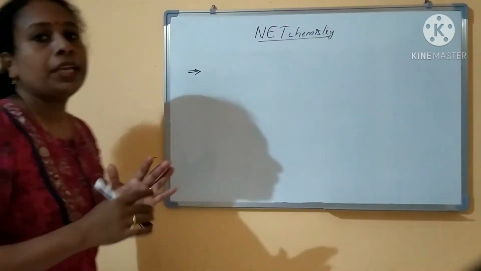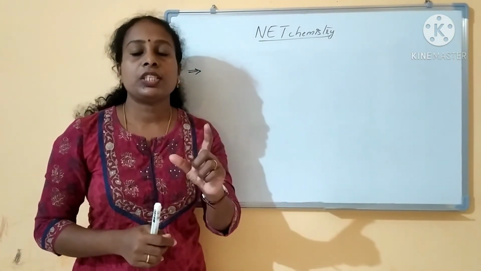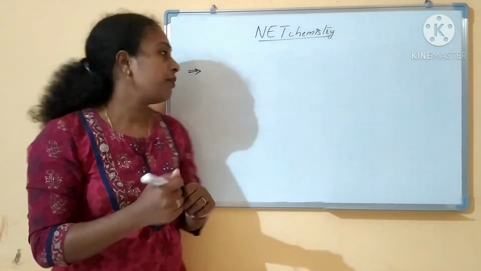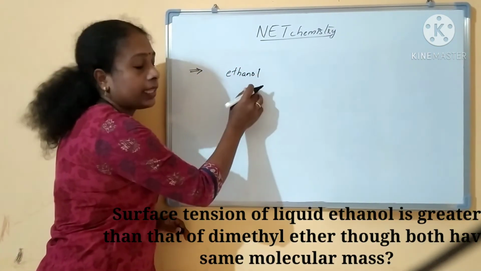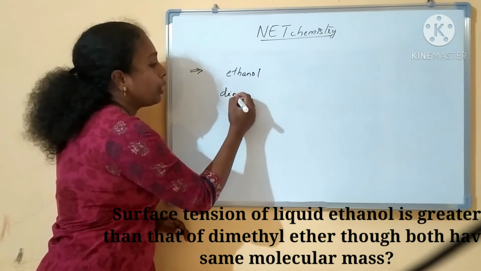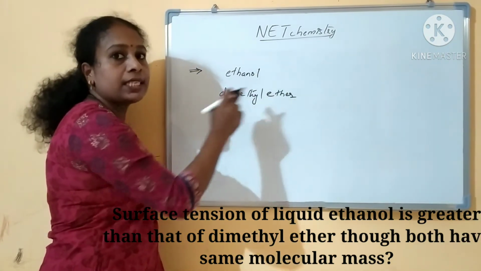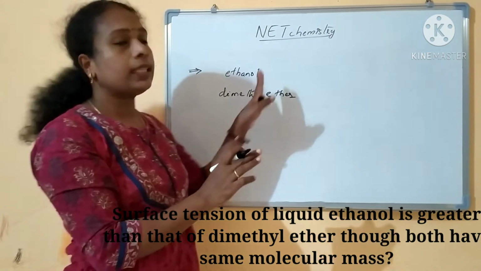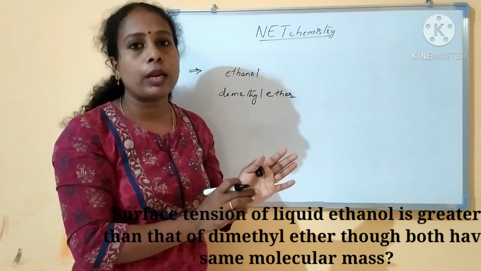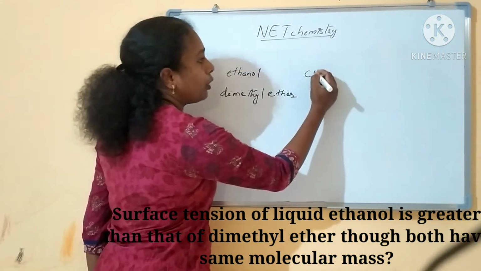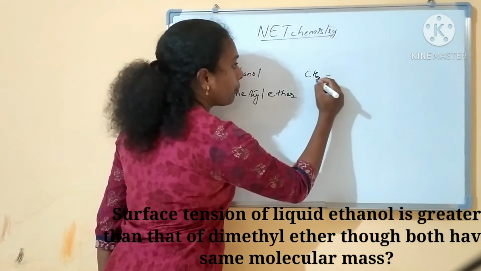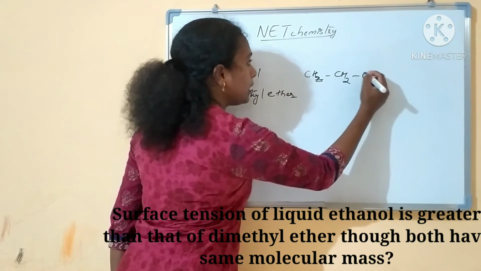Okay, clear? Next question is, which one has greater surface tension? The surface tension of ethanol is greater than dimethyl ether. But both have the same molecular mass. Dimethyl ether and ethanol have the same molecular mass, but the surface tension is greater for ethanol. What is the structure of ethanol? CH3CH2OH. This is ethanol, right?